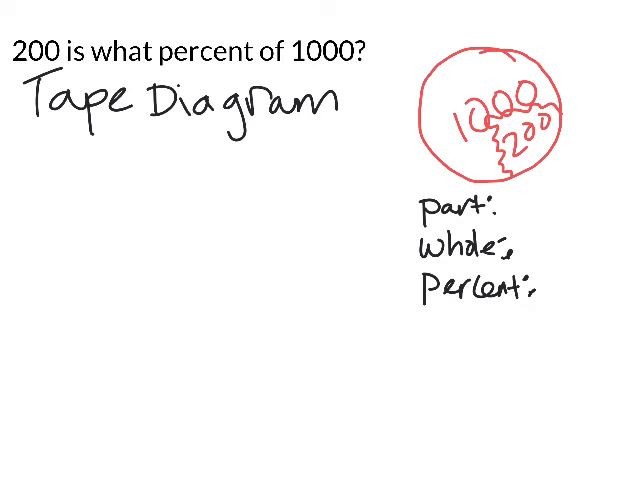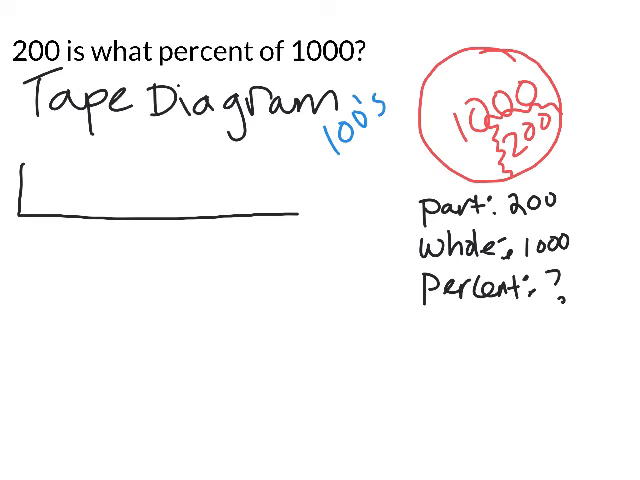On this one, we know that the part is 200, the whole is 1,000. The thing that we're missing is what that actual percentage is. When I'm setting up my tape diagram, I want some number that goes in evenly to 1,000, but also evenly to 100. So to me, that says maybe I'll count by 100s. I'm not doing this because it's percents and percents are out of 100, although that is nice. I'm doing it because 100 goes into 200 and it also goes into 1,000. So if I'm counting by 100s, I'm going to need 10 of them to get to 1,000.